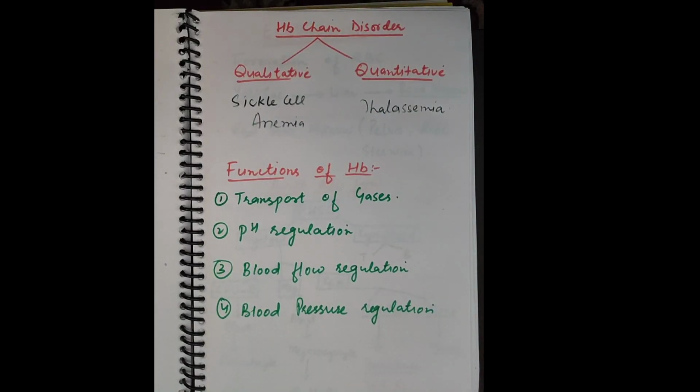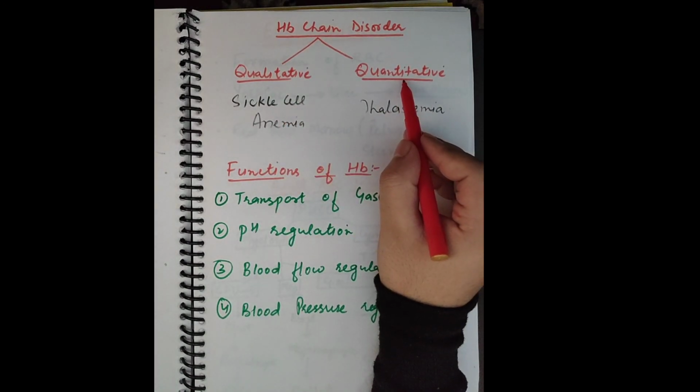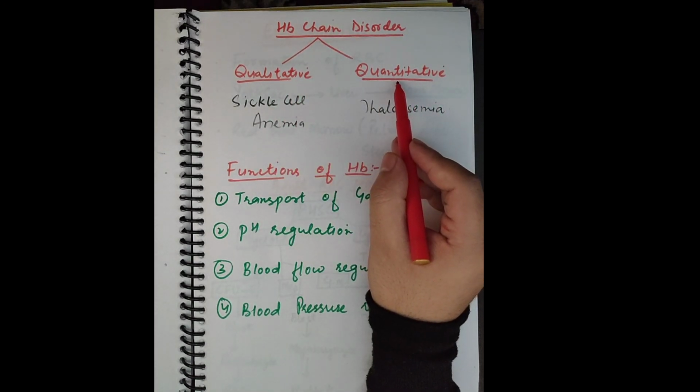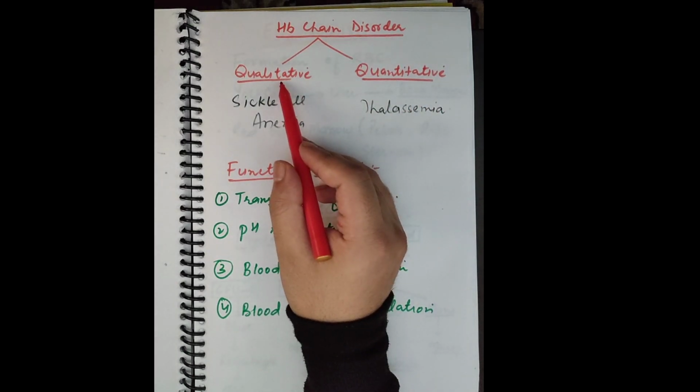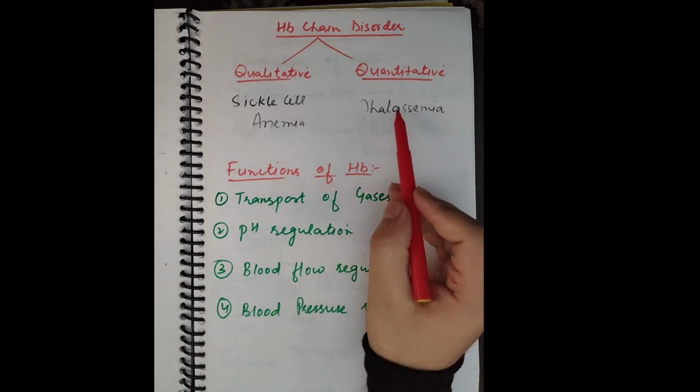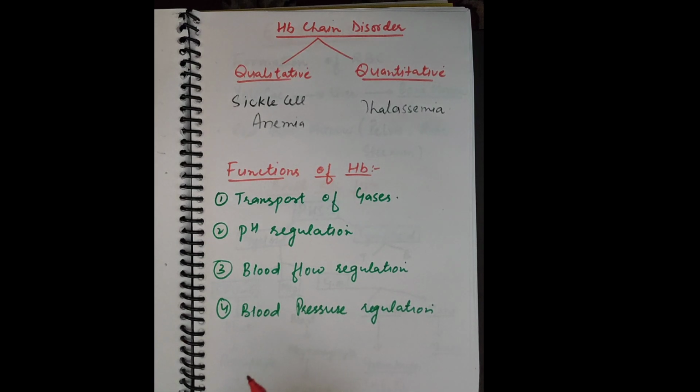Then if we see the hemoglobin chain disorders, we have already discussed. We can have a qualitative disorder and we can have a quantitative disorder, if the chains are defective, or if the chains are reduced or absent. Sickle cell anemia is an example of a qualitative disorder because the hemoglobin chain is defective. In the beta chain of hemoglobin at the 6th position, there is a missense mutation which causes a change in the shape of the RBC. And in thalassemia, the chains are less in number, either reduced or absent. Accordingly, we have alpha thalassemia and beta thalassemia. We have already discussed that. The link will be given in the description box. You can check that video. This is hemoglobin chain disorders.